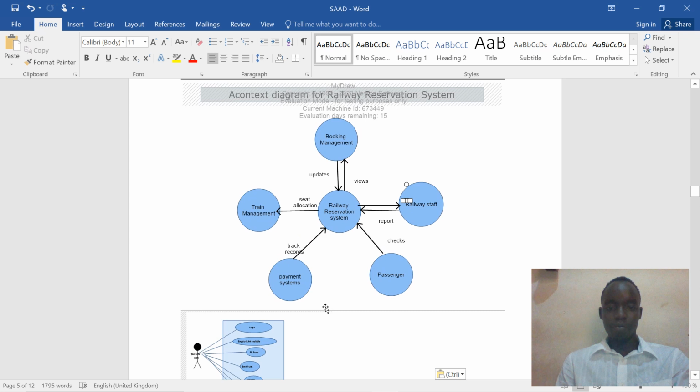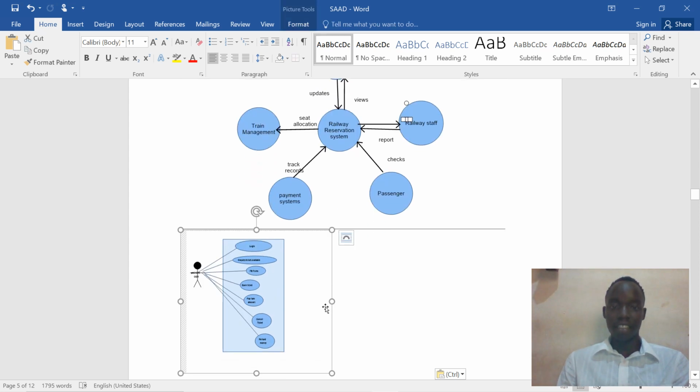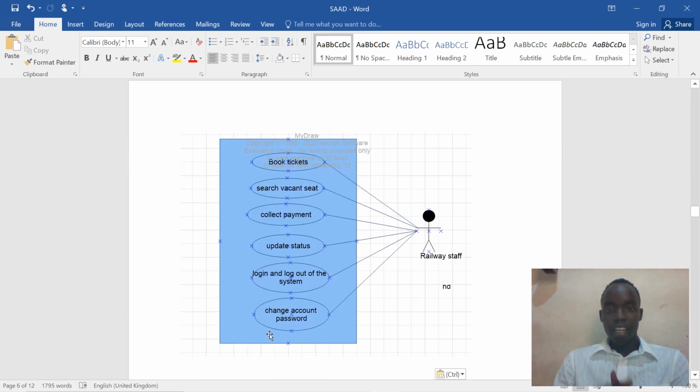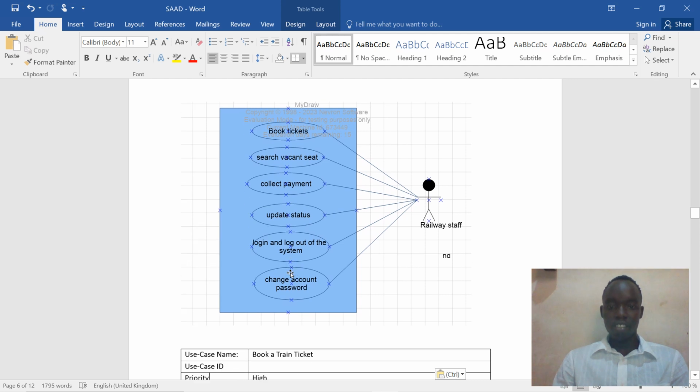Here I have my use case actor, that is the passenger, who logs into the system and inquires about the tickets, whether they're available. If they are available, he continues to fill the form, books the ticket, and pays the fare. In case there are emergencies, it's free to cancel the ticket. I also have the second use case, that is a railway staff who checks the booked tickets, searches vacancies, collects payments, updates status, logs out of the system, and changes the password.